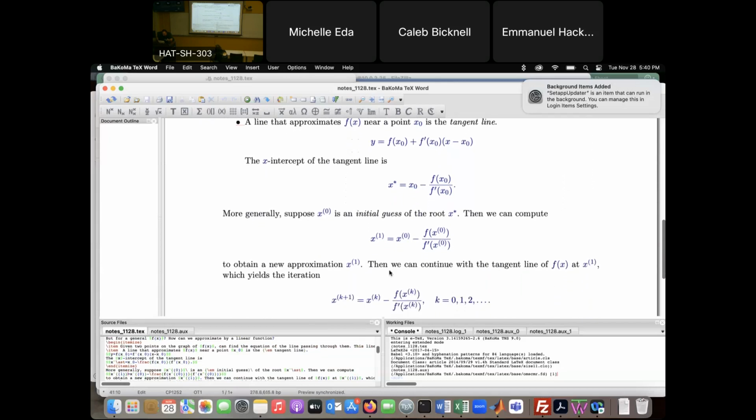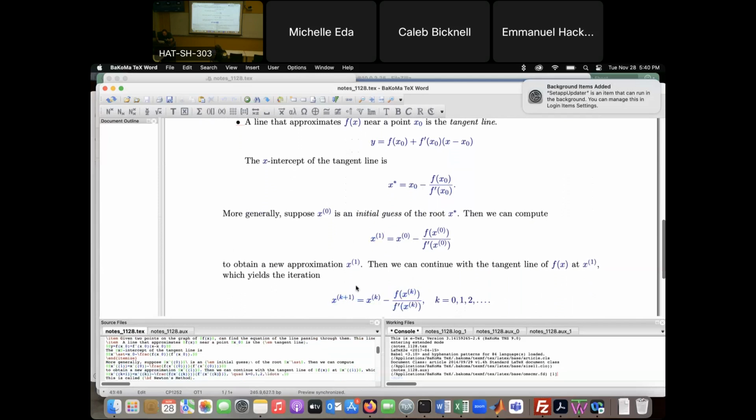And then I can keep going. I could now take the tangent line approximation of f at x1, and then use this formula to compute a new iterate x2. That should be getting closer to the root. And then I keep going. So now I have an iteration where with each iterate, I get a new tangent line approximation, compute the x-intercept of that, and the idea is this should be getting closer and closer to the root.